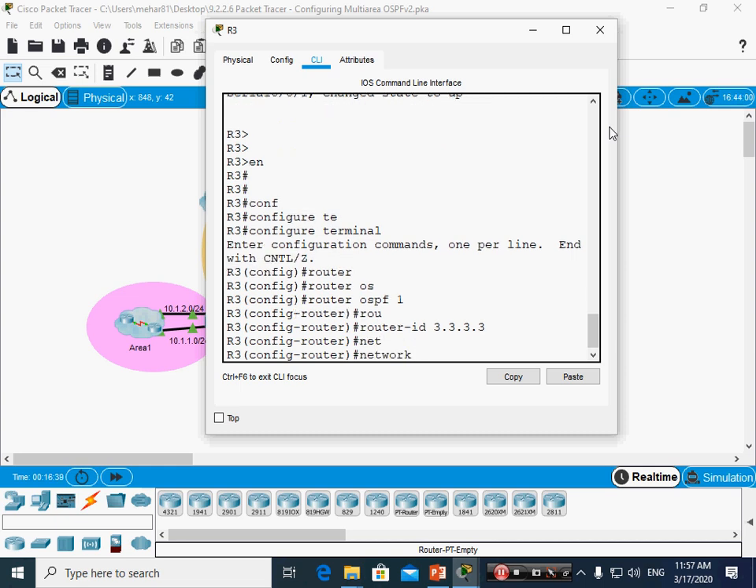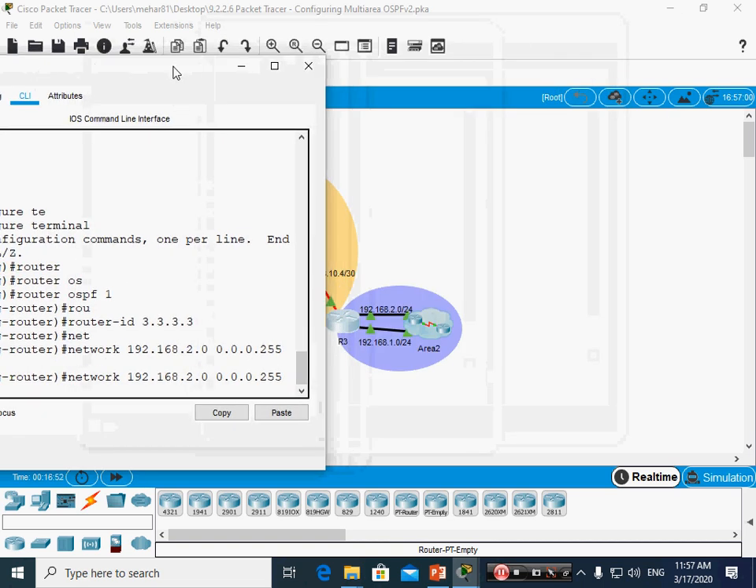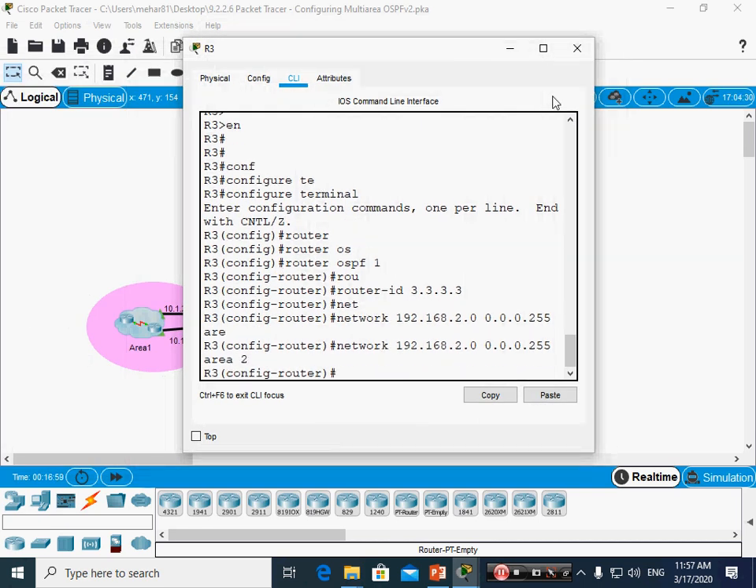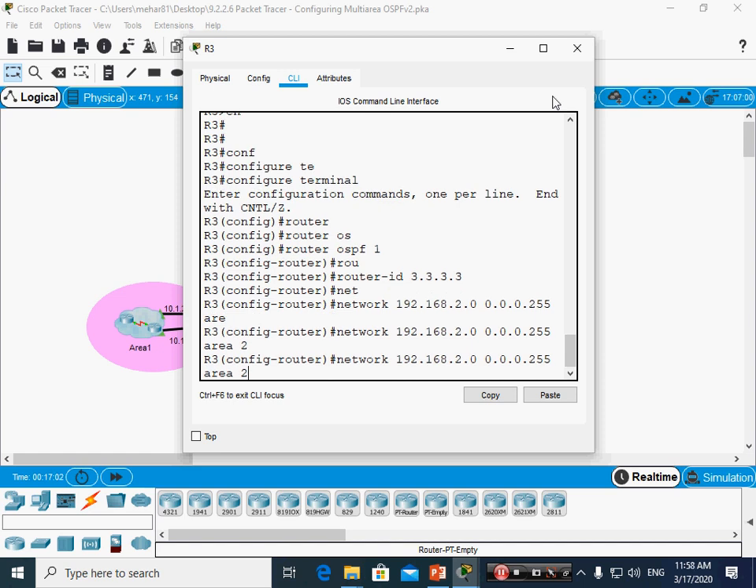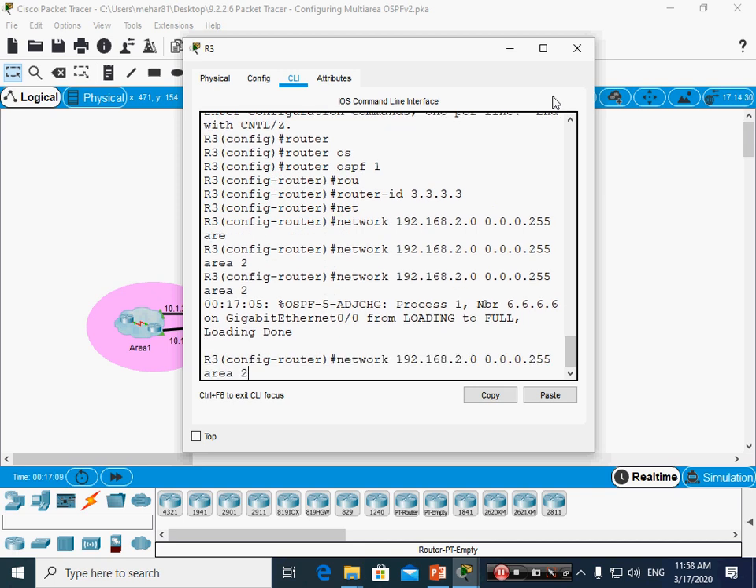Network, what is the network? 192.168.2.0 0.0.0.255 area 2. So on this side you have area 2, you can see area 2. So two networks in area 2, and the second network is area 2 again, this is the 1.0 network. And this is again the 1.0 network, let me type the 1.0 network.